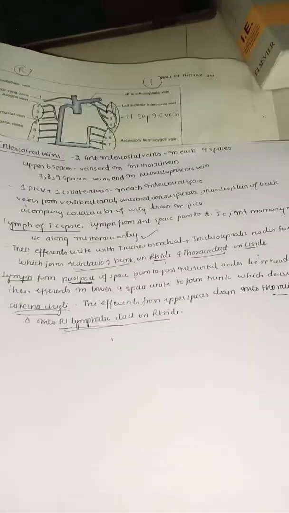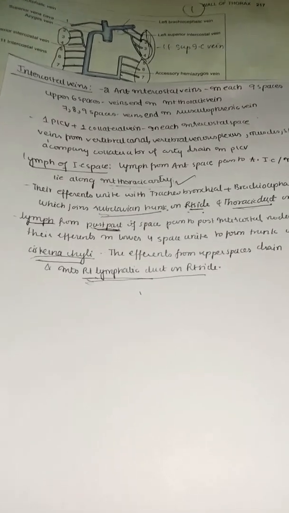So this is all about the intercostal vessels and also lymphatics. Next we will learn the internal thoracic artery.